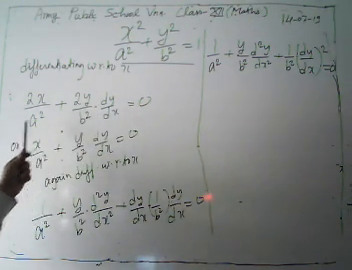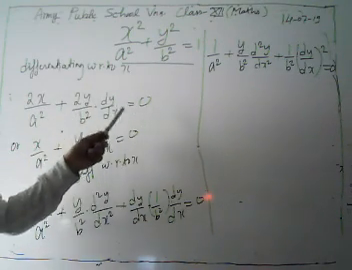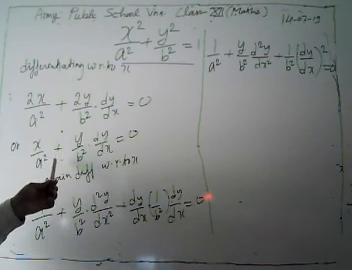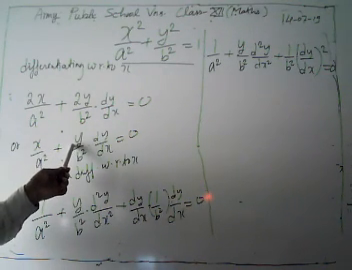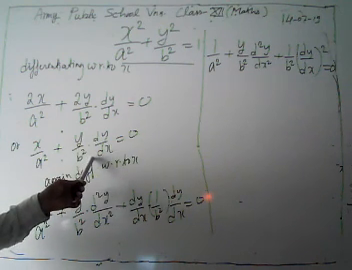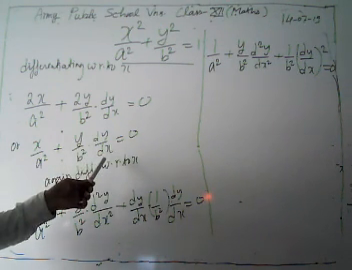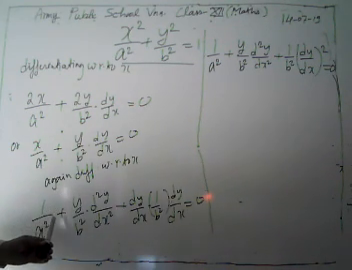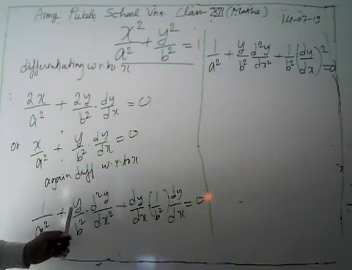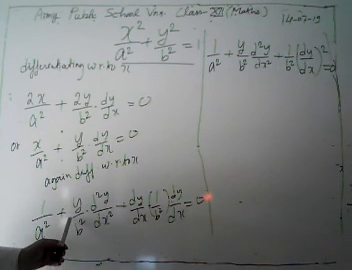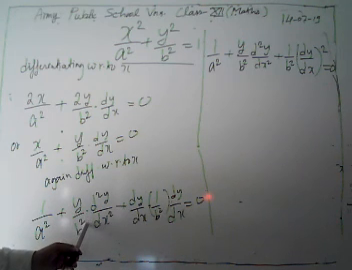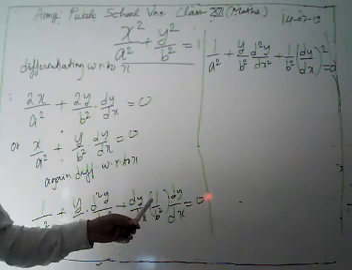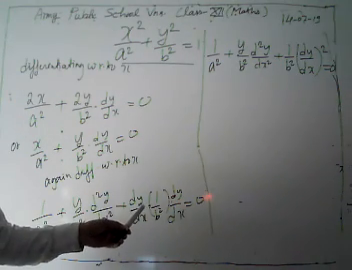Since 2 cannot be 0, we take out 2. Then we have x by a square plus y by b square dy dx equal to 0. Then we differentiate it again, and we get 1 by a square plus y by b square d2y dx2 plus dy dx into 1 by b square into dy dx equal to 0.